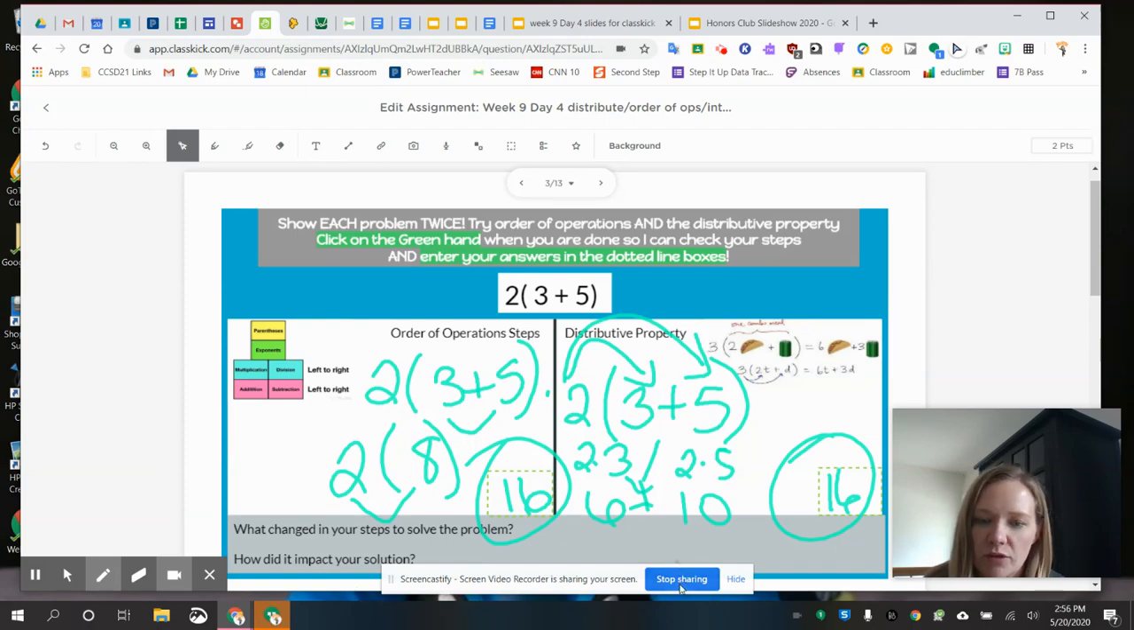There's the first one for you, and then just keep going. All of you can do the challenge slides. You don't have to do all of them, but try some of them, okay?